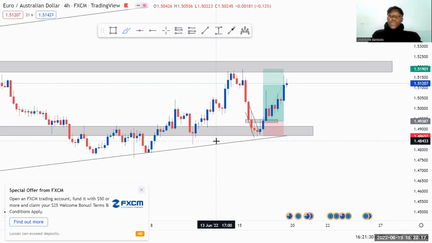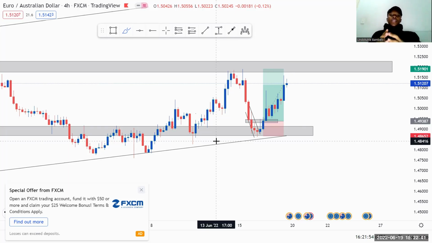So I spotted this pattern here, but it will be much more clear on the 4-hour time frame. Remember guys, if you are looking at these time frames, if something is not clear on the daily or on the 4-hour time frame, it's simple, move into the 1-hour time frame, because things will become much clearer as you go lower.